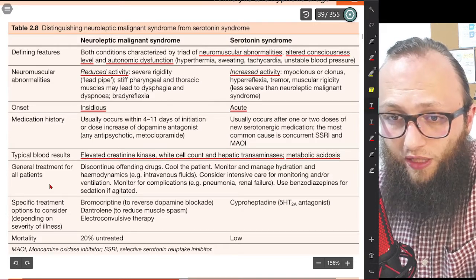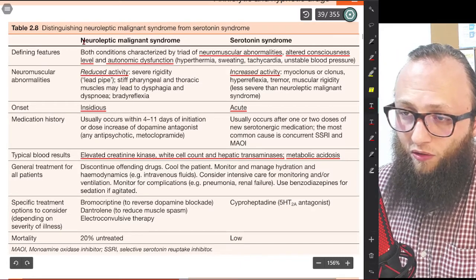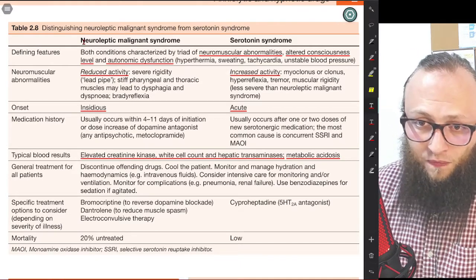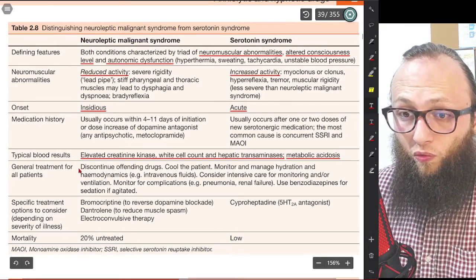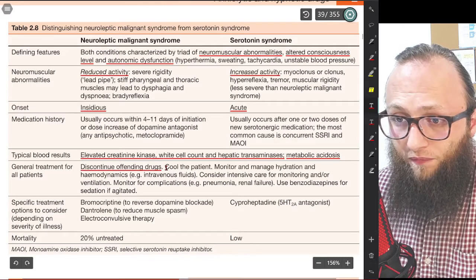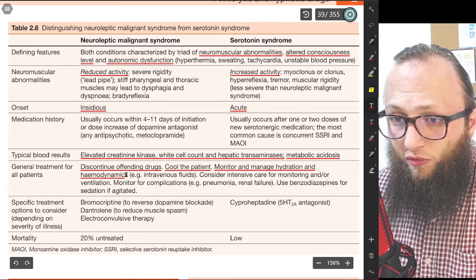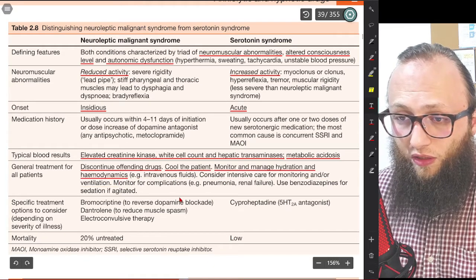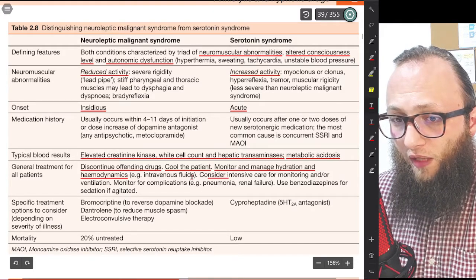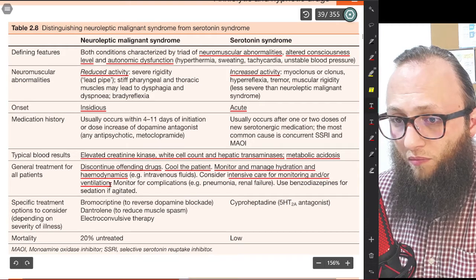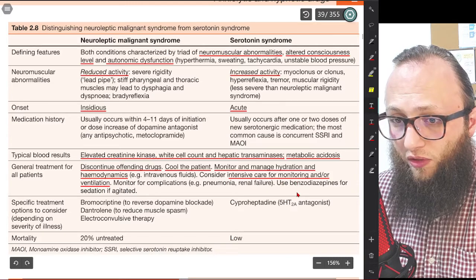What about general treatment for all patients? For all patients, either with neuroleptic malignant syndrome or serotonin syndrome, we have general treatment options or guidelines, I would say. You should discontinue the offending drug, cool the patient, monitor and manage hydration and hemodynamics. So you need intravenous fluids, and consider intensive care monitoring and/or ventilation. Monitor for complications like pneumonia and renal failure, and you can use benzodiazepines for sedation if agitated.